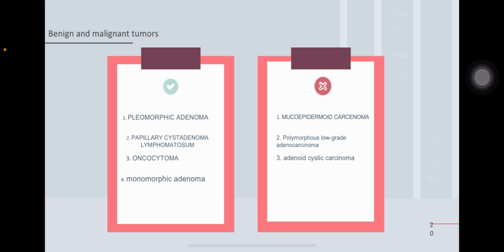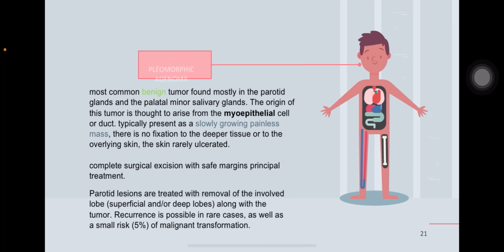Now let's take a look at the most common benign and malignant tumors that happen in the salivary gland. The first one is the pleomorphic adenoma, which is the most common benign tumor, mostly found in the parotid gland and in the palatal minor salivary glands. The origin of this tumor is thought to be the myoepithelial cells, and that's why when we take a biopsy, we notice two types of cells, the myoepithelial cells and the epithelial cells.